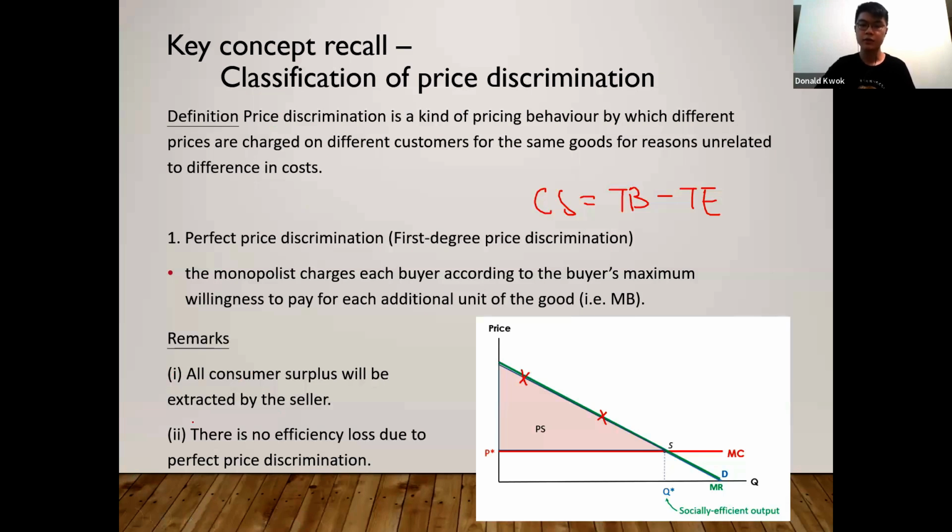And the second remark, there's no efficiency loss due to perfect price discrimination. So why is that the case? The marginal revenue under perfect price discrimination is simply the marginal benefit of the consumers, because the monopolist is charging each buyer according to the willingness to pay. So the additional revenue that can be gained from selling one additional unit is simply according to the marginal benefit curve. So when we apply the profit maximization condition MR equals MC, it is equivalent to the efficient condition MB equals MC. So this is for perfect price discrimination.